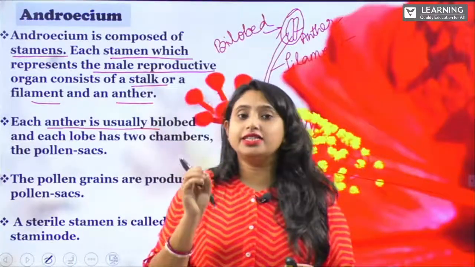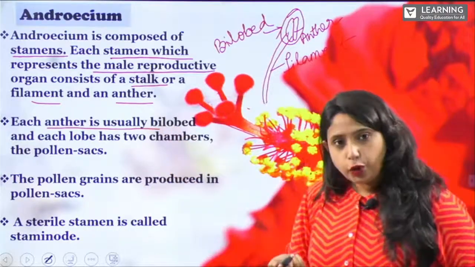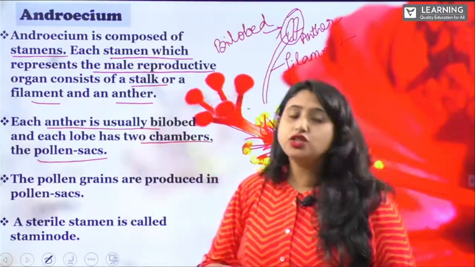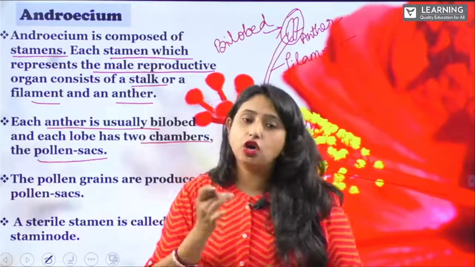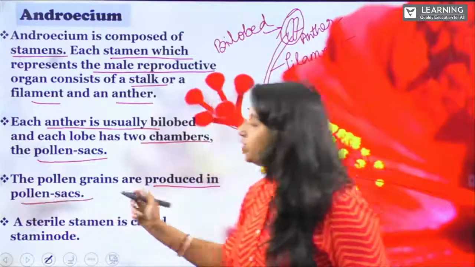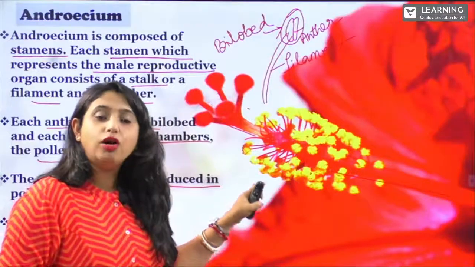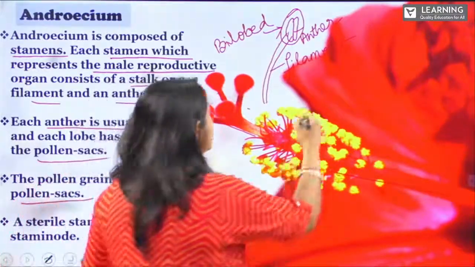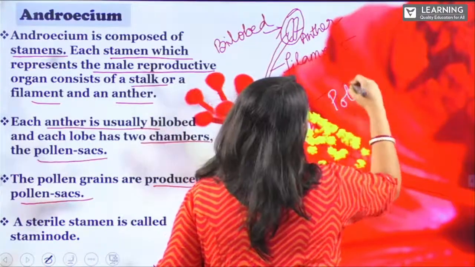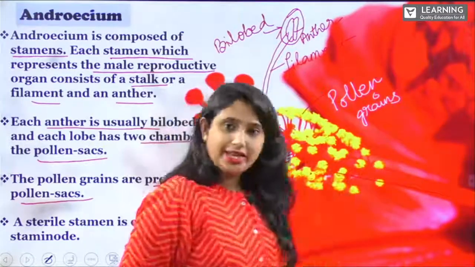So what is present inside this anther? Inside the anther, pollen grains are present. Each lobe of the anther has 2 chambers, that is, the pollen sacs, okay? And these pollen grains are produced in the pollen sacs. Now, what you can see, these yellow things, what are these? These are your pollen grains. Where are these pollen grains present? In the pollen sacs, all right?